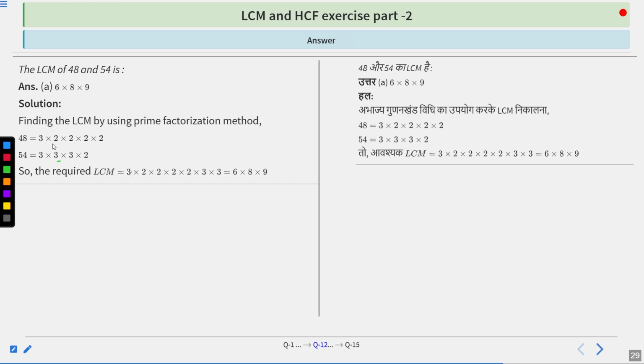2 is present maximum number of times in the factors of 48, that is 4 times. So 2 into 2 into 2 into 2. So this is the required LCM, that is equal to 6 into 8 into 9. Now from the options, option number A was 6 into 8 into 9, so it is the correct answer.